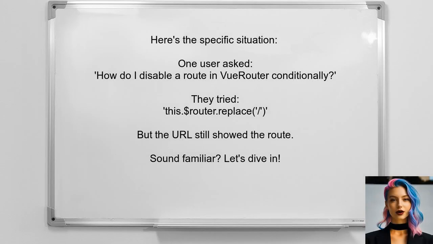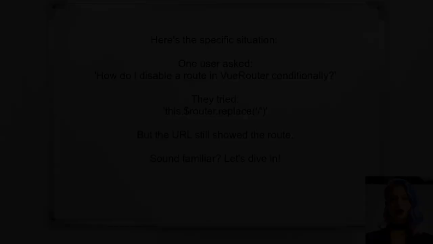Here's the specific situation we're looking at. One user recently asked, "How do I disable a route in VueRouter conditionally?" They mentioned trying to redirect using this.$router.replace, but the URL still showed the route they wanted to skip. Sound familiar? Let's dive into this together.